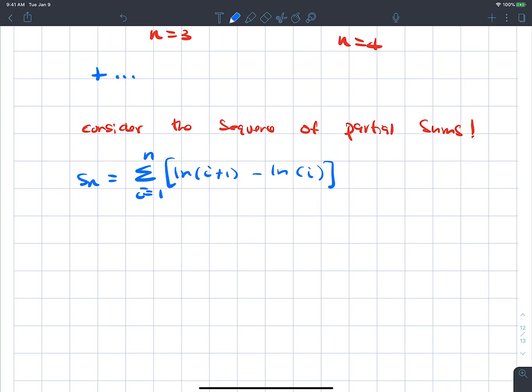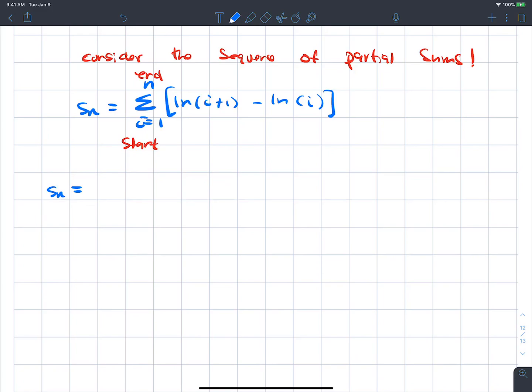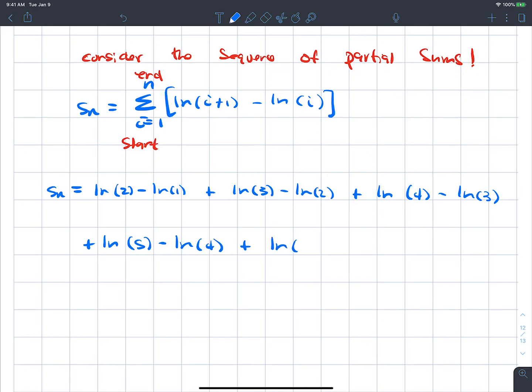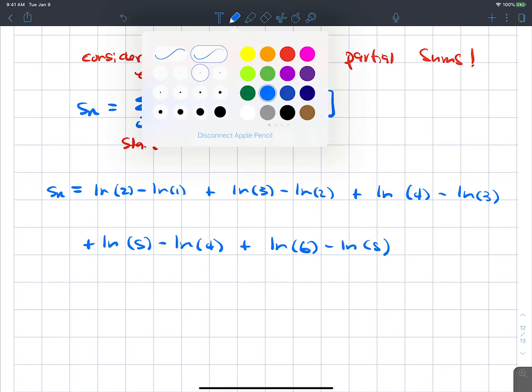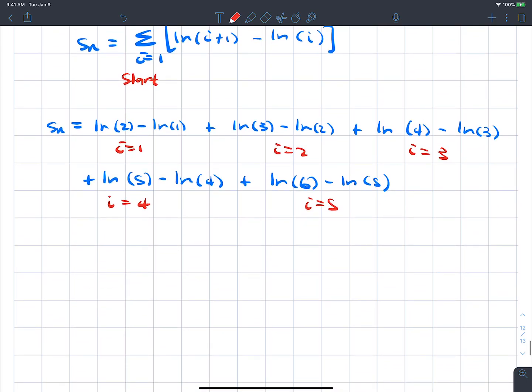So this tells us where to start, and n tells us where to end. So we start here and we end here. So here's what Sn will look like. Sn is, when i is 1, natural log 2 minus natural log 1, plus natural log 3 minus natural log 2, plus natural log 4 minus natural log 3, plus natural log 5 minus natural log 4, plus natural log 6 minus natural log 5. Now notice my index: i is 1, i is 2, i is 3, i is 4, i is 5. So we notice the index here.